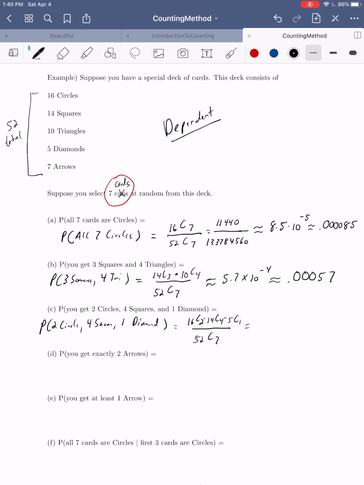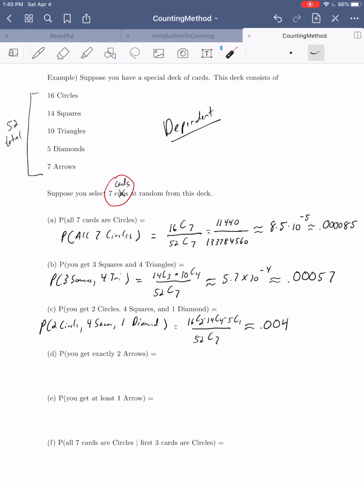So 16C2, then times 14C4, and then times 5C1, and then divide by that 133784560. This guy should come out as approximately 0.004. So still a low probability that we would end up with 2 circles, 4 squares, and a diamond.